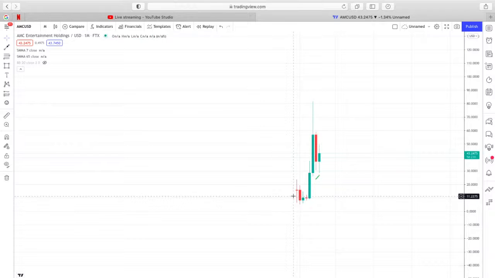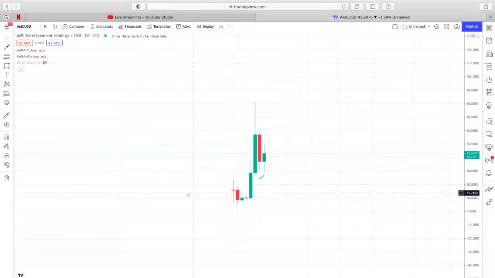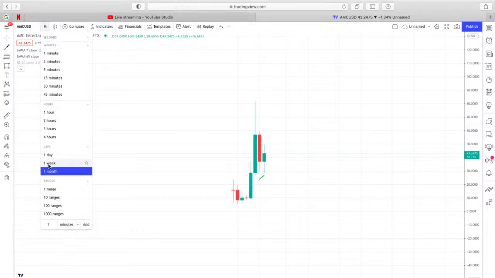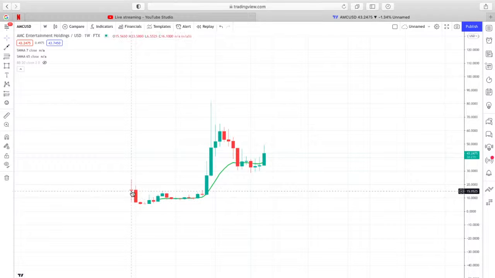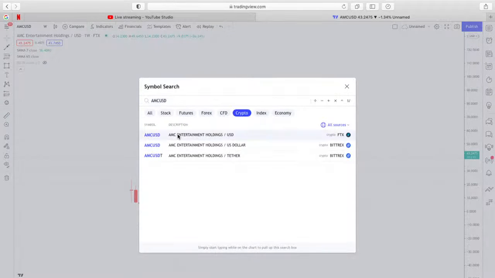Was it 2020? It wasn't open before 2020? Wow. I guess it was, right? It probably didn't go public. No, that was public. What period? Oh wait, no, this is not AMC. Wait, stop.